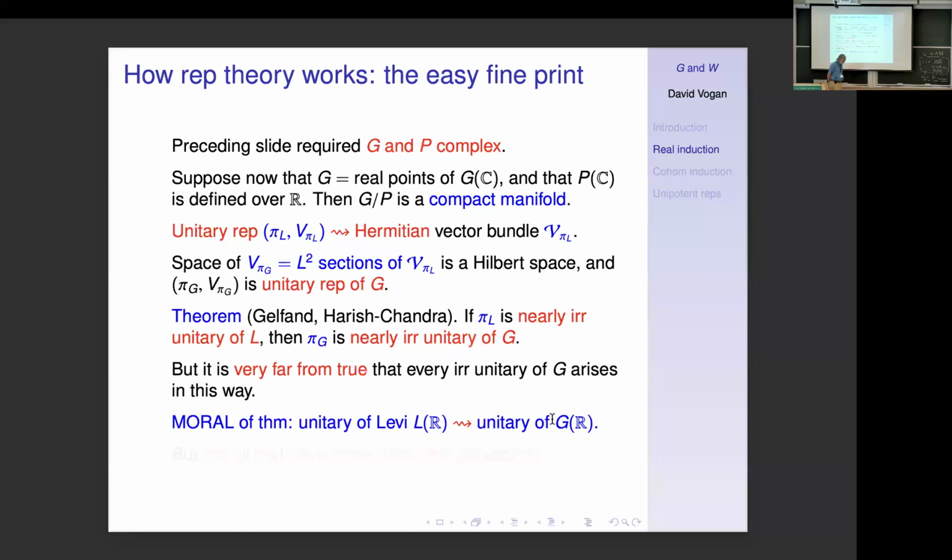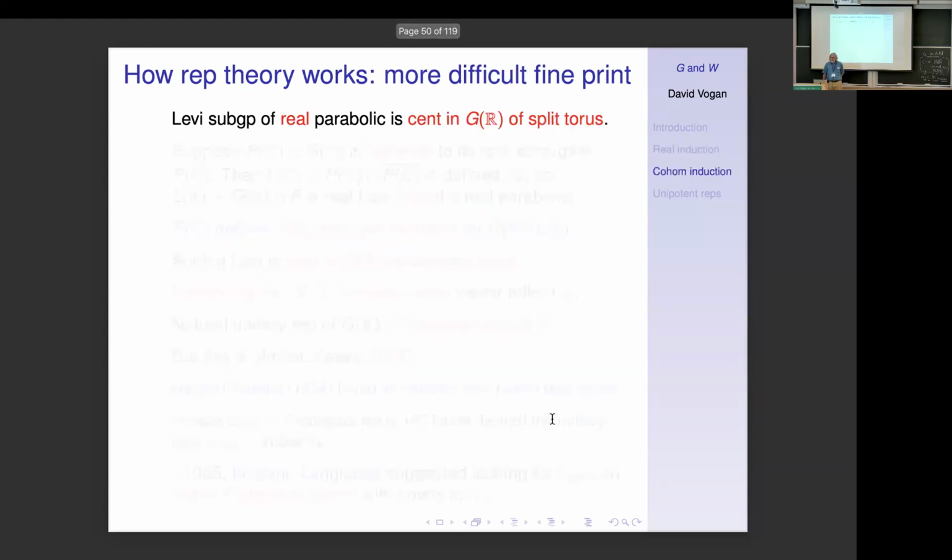So the moral of these slides, see, it's all about a sermon. The moral is that a unitary representation of a Levi subgroup is giving you a unitary representation of G. That moral just needs a real Levi subgroup, but not every real Levi subgroup comes from a real parabolic. So a Levi subgroup of a real parabolic is the centralizer in the real group of a split torus.